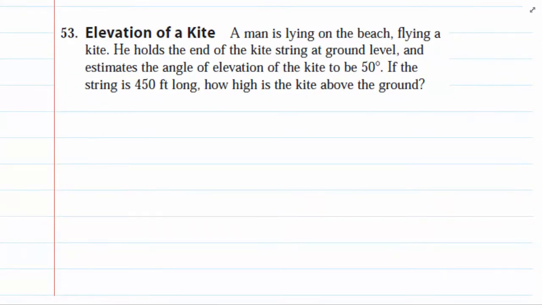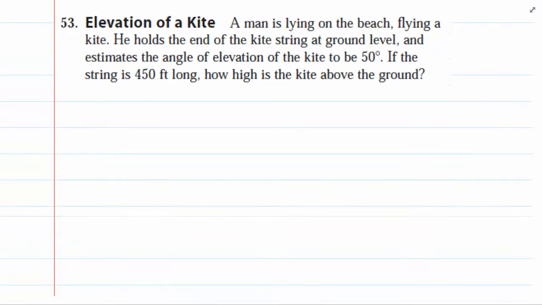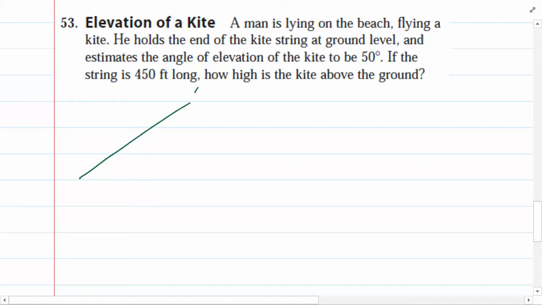53. The elevation of a kite. A man lying on the beach is flying a kite. He holds the end of the kite's string at ground level and estimates the angle of elevation of the kite to be 50 degrees. So he's down on the ground here, and our kite is up in the air, and we assume that that angle measure is 50 degrees, and this is the ground.